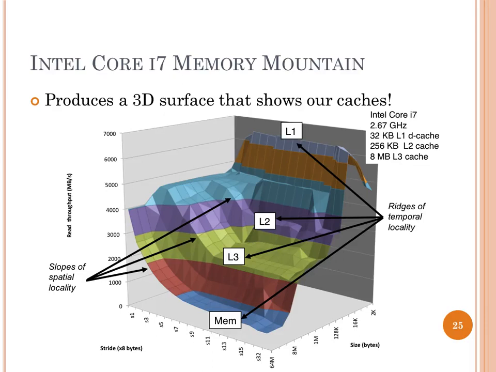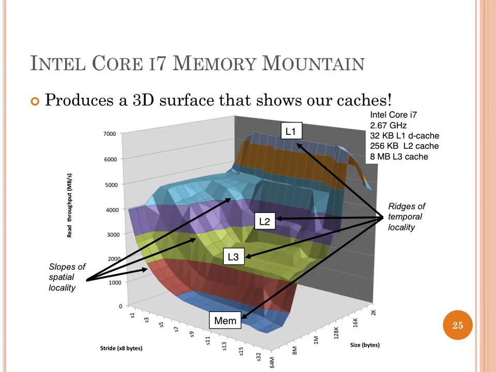And you may remember, if you got the textbook or ever looked it up on Amazon, it's got a picture like this on the front of the book. Every edition has, and they've gotten better and better because processors have gotten better. Okay, so here we have the 3D surface showing our caches.